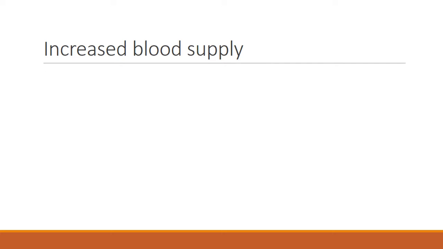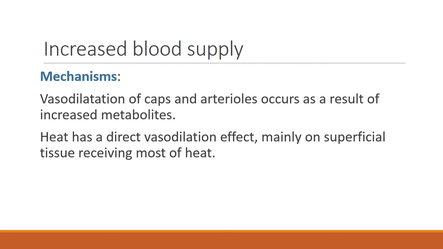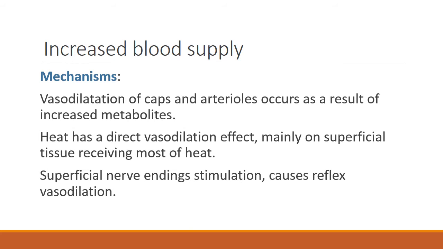Second, increased blood supply to the area heated. Mechanisms by which blood supply is increased by the effect of heat: vasodilation of the capillaries and arterioles occurs as a result of increased metabolites. Heat has a direct vasodilation effect mainly on the superficial tissues receiving most of the heat. Superficial nerve ending stimulation causes reflex vasodilation in the area treated. So these are the mechanisms by which blood supply is increased in the area.